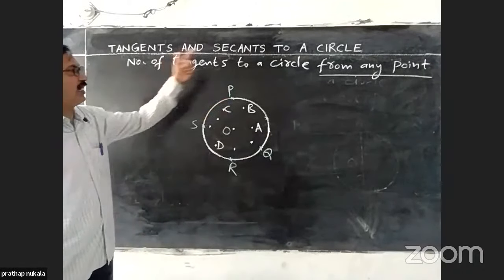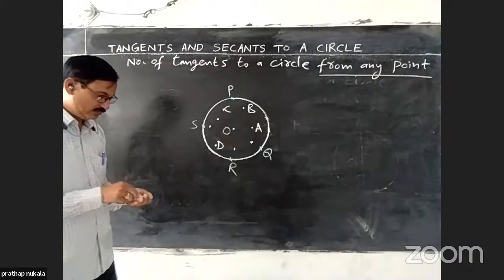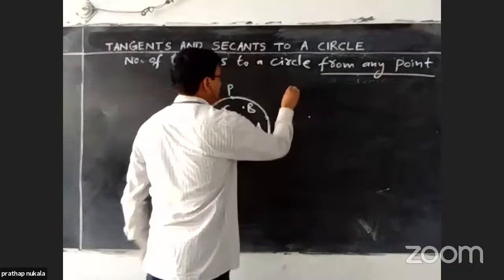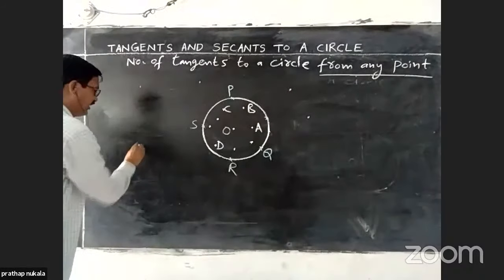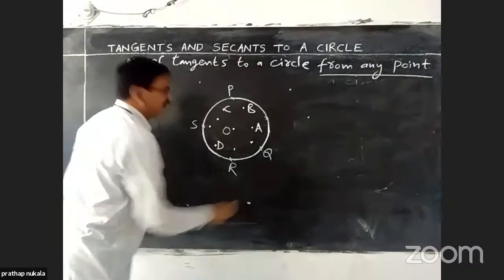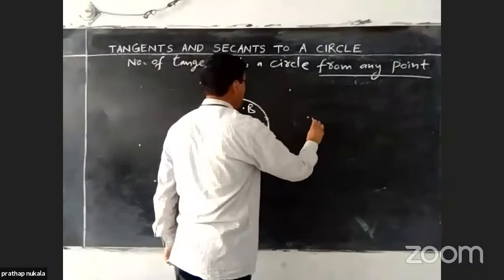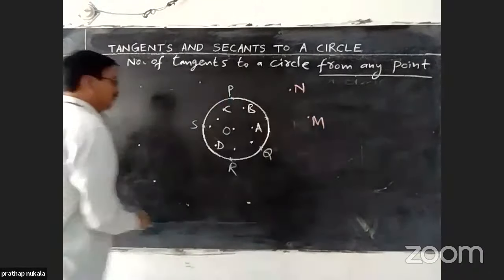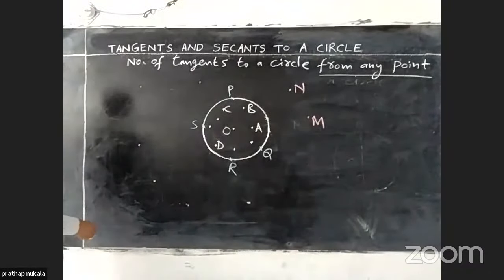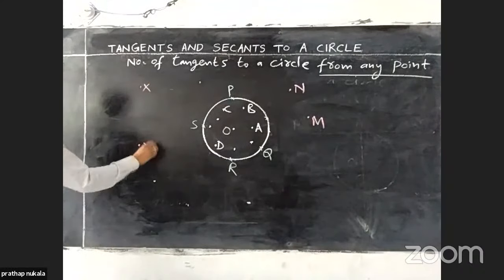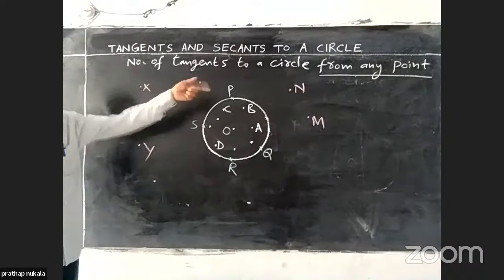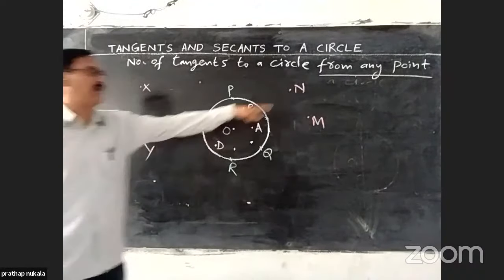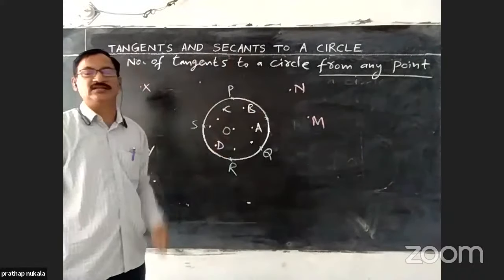Next. What are the other type of points? All in the exterior part of the circle. These are, for example, M, N, X, Y, like that. All these are exterior points with respect to the circle.